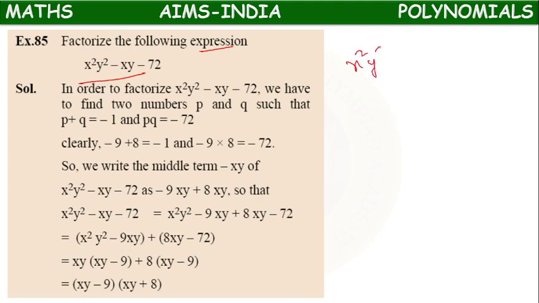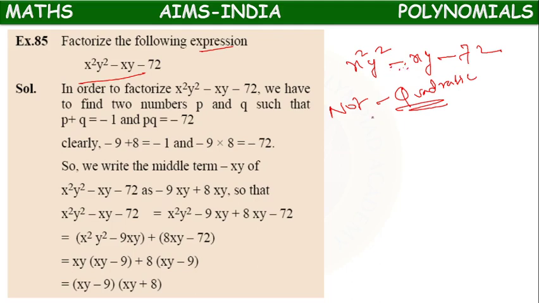So x square y square minus xy minus 72. This is not a quadratic polynomial, but we have to divide it into factors with the help of another quadratic polynomial, or by splitting the middle term. So this one directly we can do like quadratic polynomial, because here x square y square minus xy minus 72.